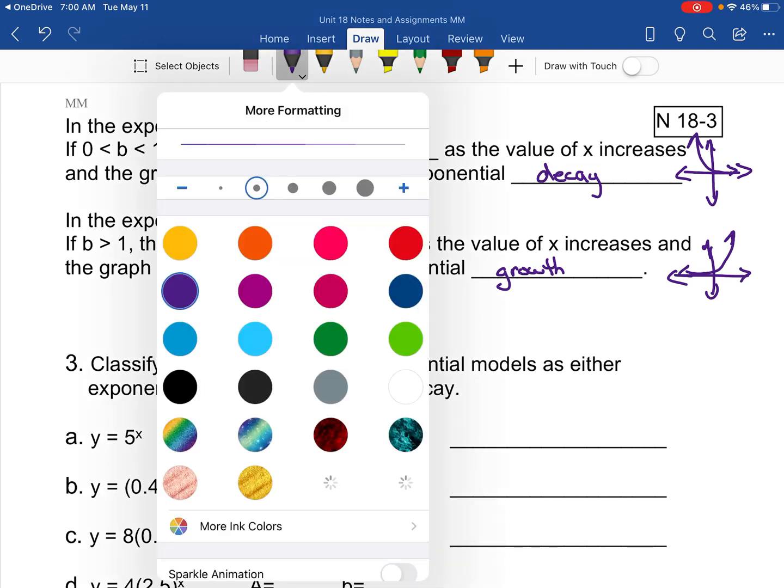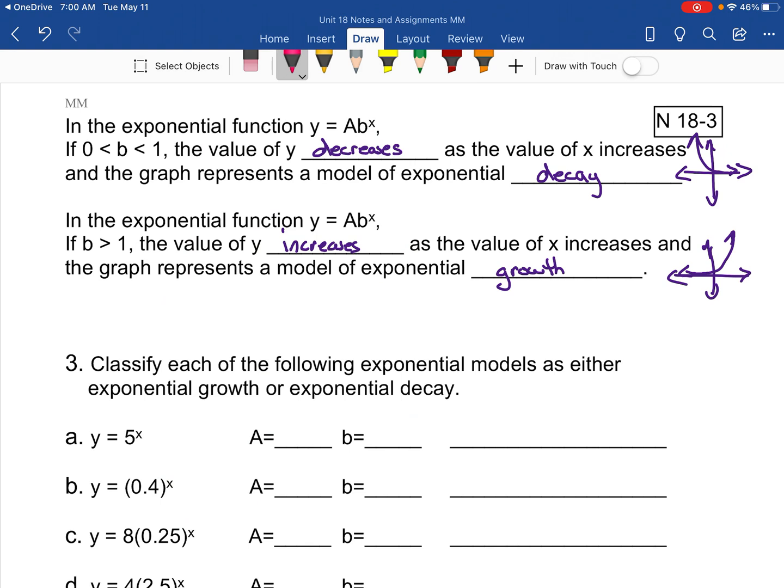Now I want us to just talk a little bit more about this form before we continue. So we have the form y equals ab to the x power. A is, for lack of a better term, like our initial value or our starting point.